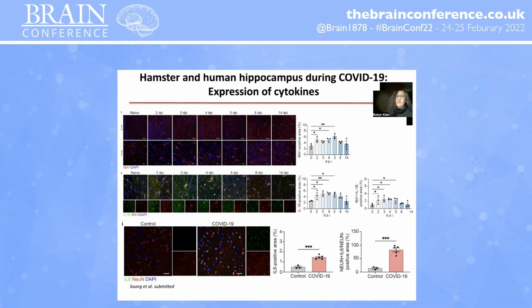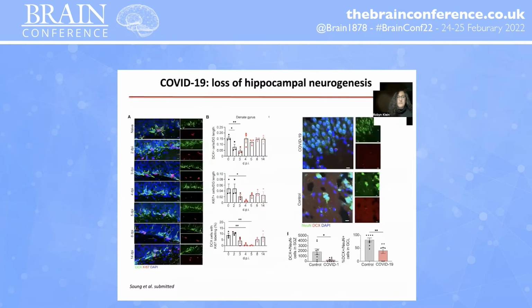increases its level of IBA1-positive cells, and that these cells are actually making IL-1 beta, and that in human COVID cases, we also found that IL-6 was expressed by neurons within the hippocampus. So two anti-neurogenic cytokines are being made in the SARS-CoV-2 infected brain in animals and humans.